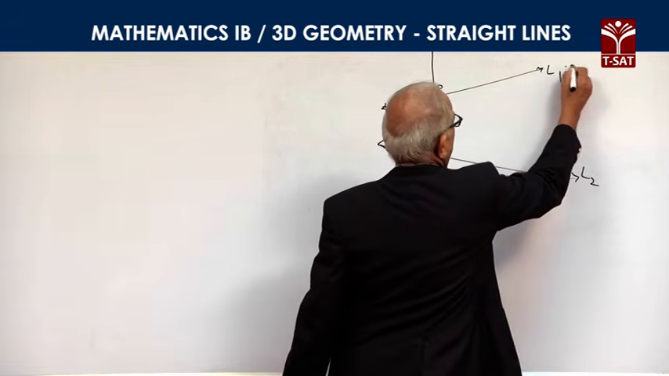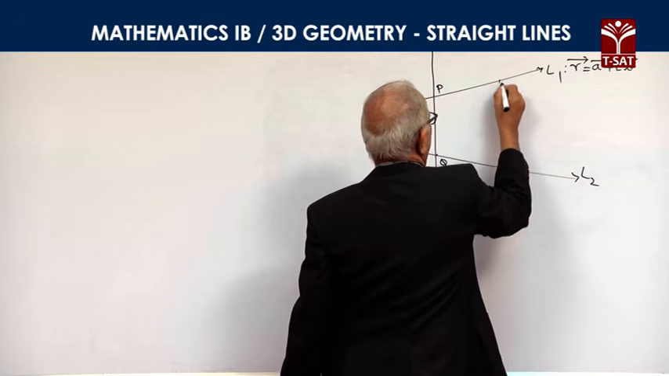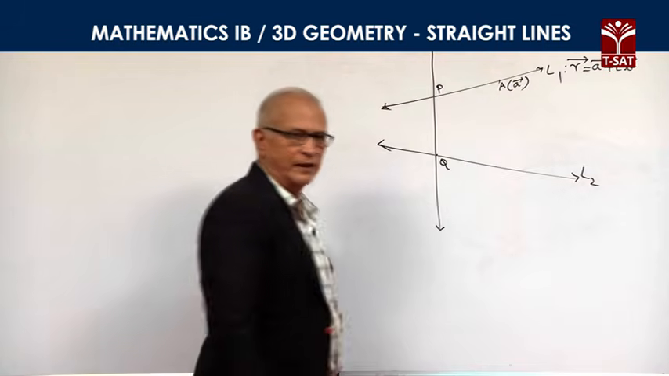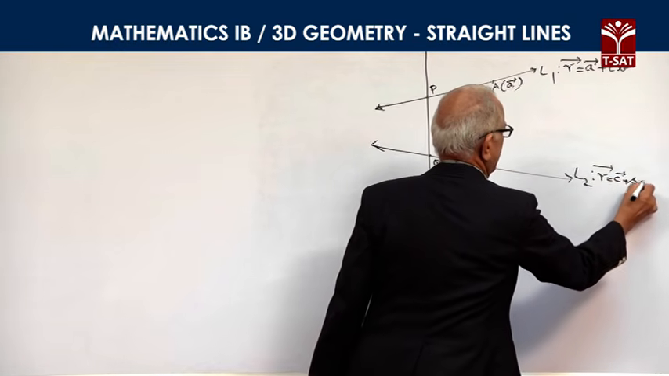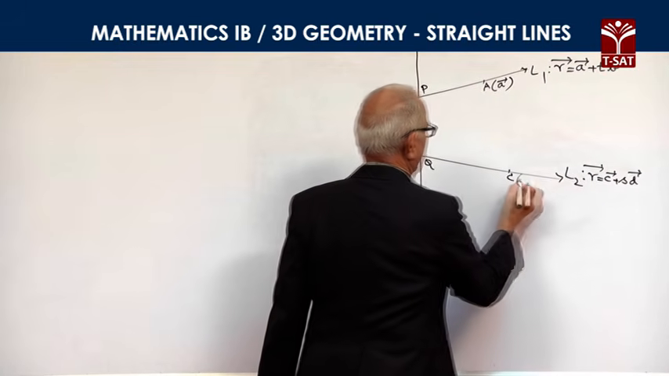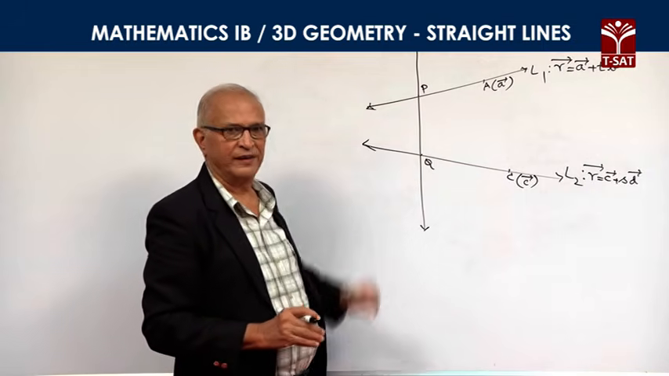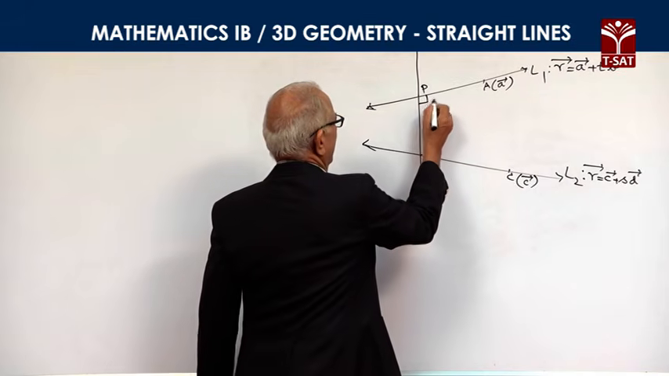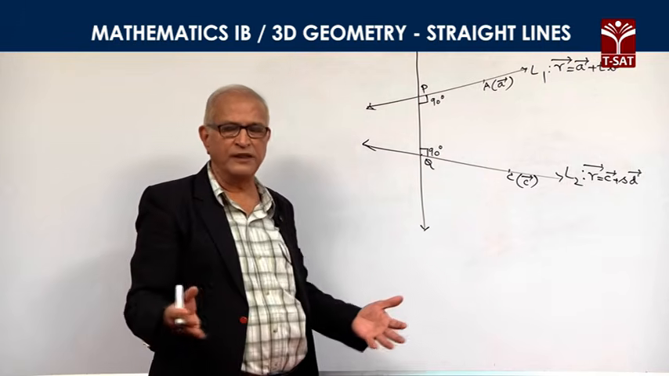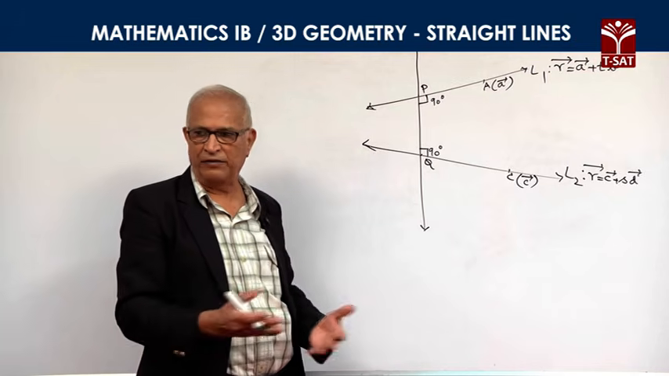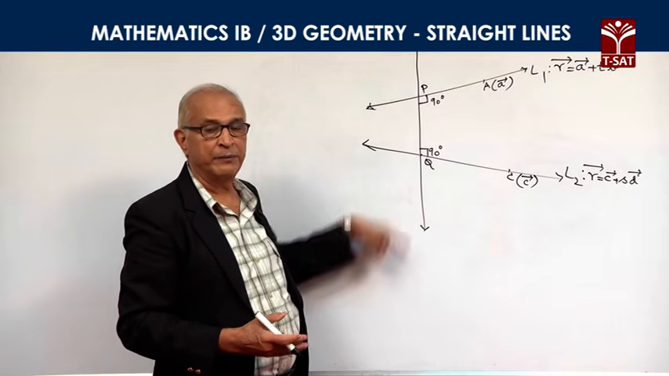So suppose this is r bar equal to a bar plus t times b bar. This is the point A with the position vector a bar on L1. And suppose this is r bar equal to c bar plus s d bar, so that this is the point C with the position vector c bar. These are two points on L1 and L2, A and C. Because this line is perpendicular to both the lines, this is 90 degrees and this is 90 degrees. One can easily see, you need not memorize the formula. If you know the working mechanism, it is very easy to write the shortest distance. P and Q are the orthogonal projections of A and C on the common perpendicular line L.